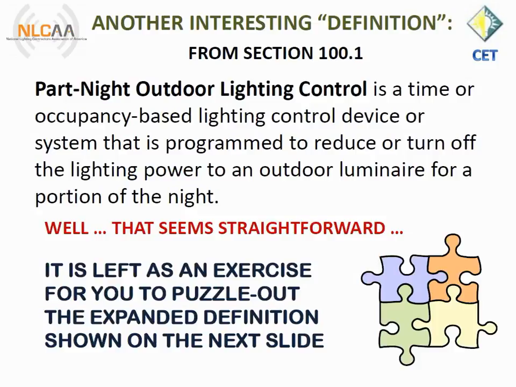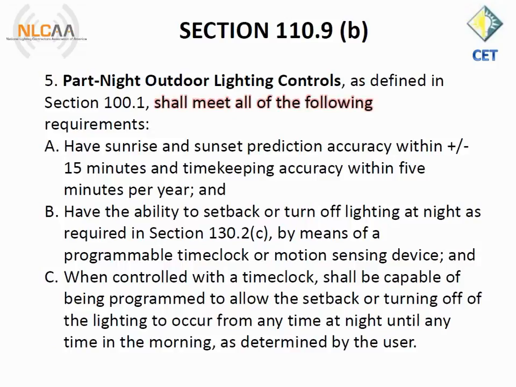100.1 simply says that a part night outdoor lighting control is a time or occupancy-based lighting control device or system that is programmed to reduce or turn off the lighting power to an outdoor luminaire for a portion of the night. And that does seem fairly easy to understand until you look at section 110.9b. Bear in mind that they are saying the device has to have both of the first requirements and maybe the third requirement as well. So good luck figuring this one out.